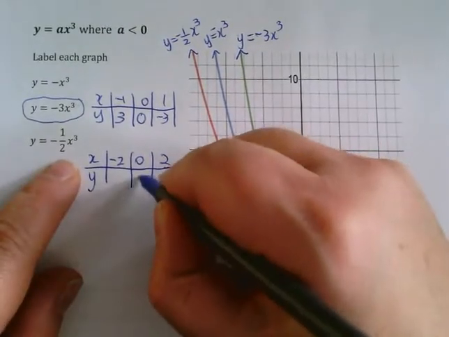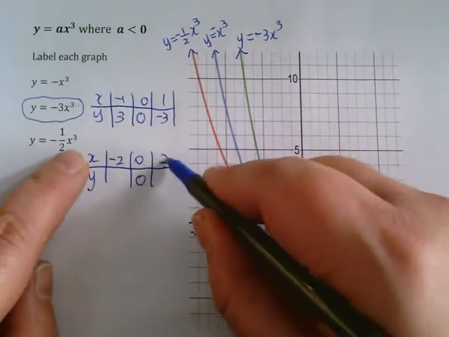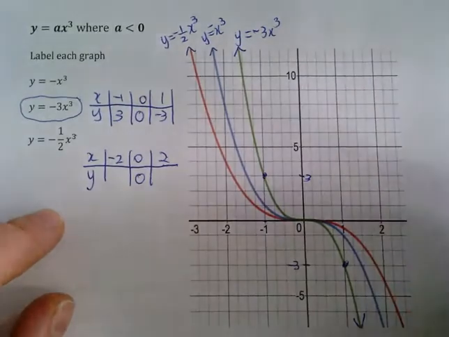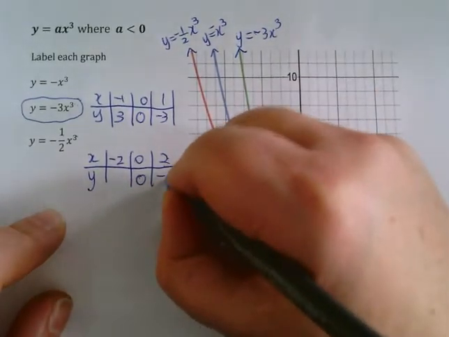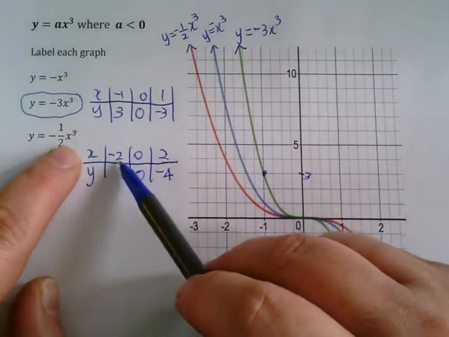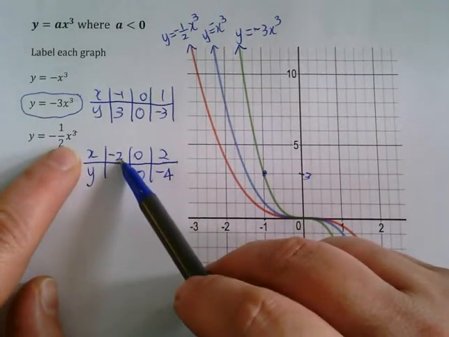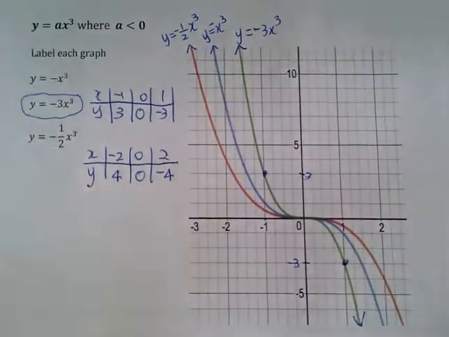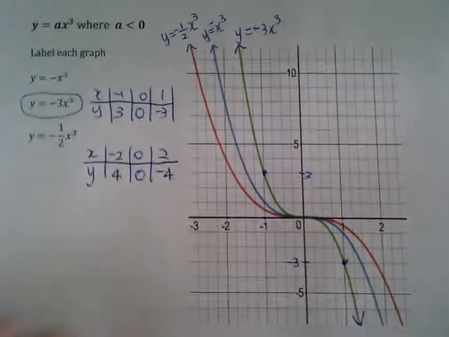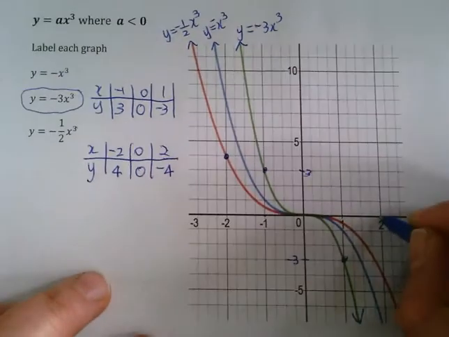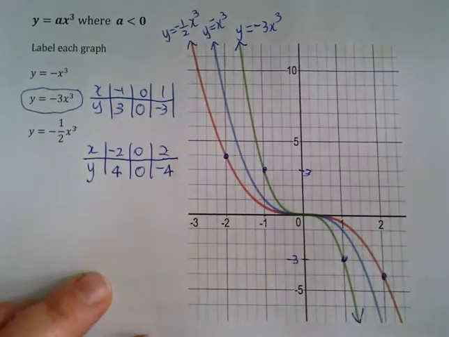So, again, when x is 0, y is 0. When x is 2, 2 cubed is 8. Negative a half times 8 is negative 4. And here, negative 2 cubed is negative 8. Negative 8 times negative a half is positive 4. So looking at those values, negative 2, positive 4, and 2, negative 4. Are we okay?